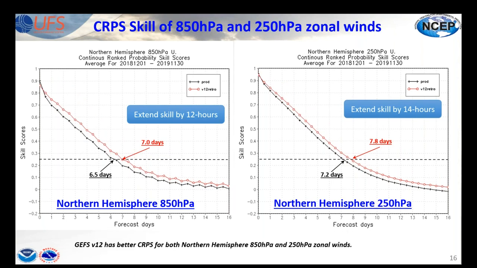In terms of wind speeds, again, there are similar improvements, about half a day improvement of general wind speeds at 850 in the northern hemisphere, and about 0.6 days at the higher levels, 250 millibar in the northern hemisphere.